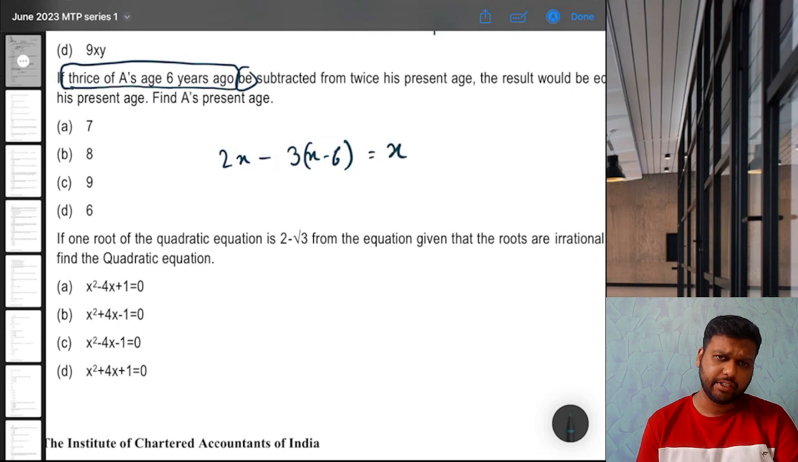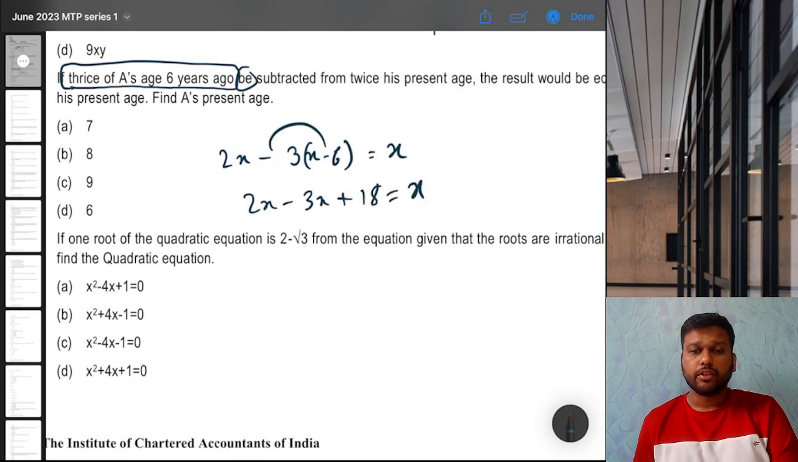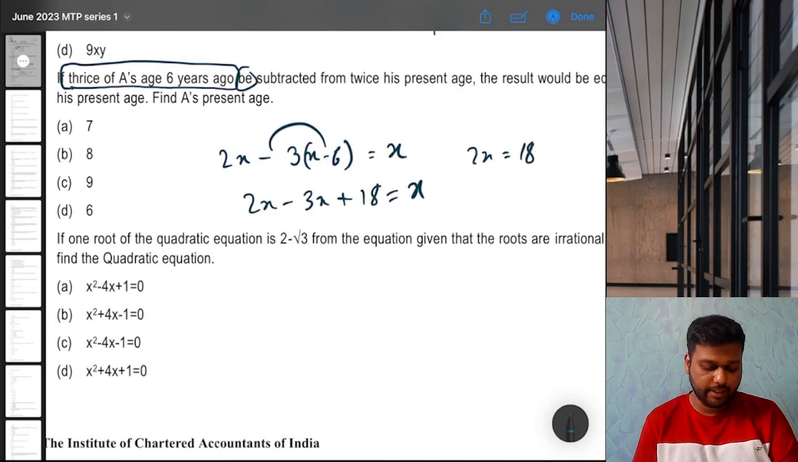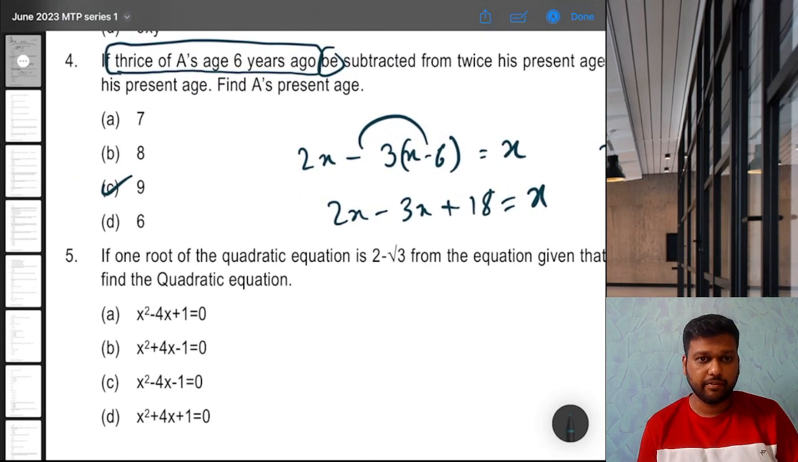Find A's present age. So you can either solve this equation or go by options. So that is 2x minus 3x plus 18 is equal to x, right? So it is going to be 2x is equal to 18, so x is 9. Or you can go by option. How? Let's say option C we selected.